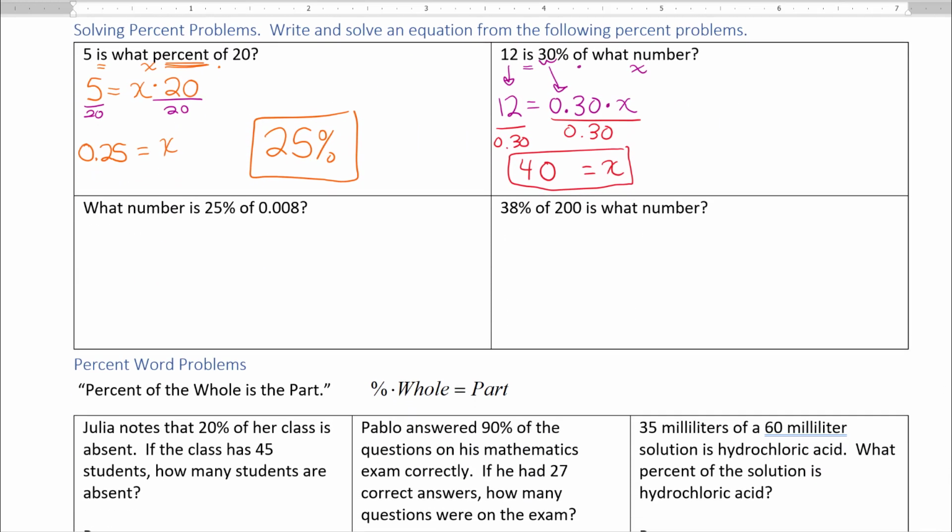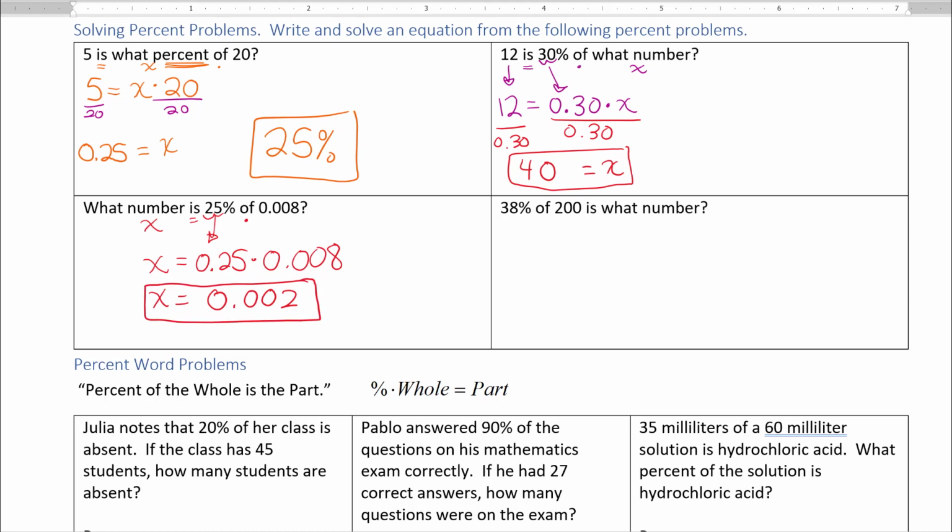The next problem: what number is 25% of 0.008? What number? We don't know, so that's going to be x. "Is" equals 25%. 25%, when I move the decimal over 2 places, turns out to be 0.25. "Of" means multiply, 0.008. So in this case, the x is already solved. All you need to do is take your calculator out and multiply 0.25 times 0.008, and your answer turns out to be 0.002.